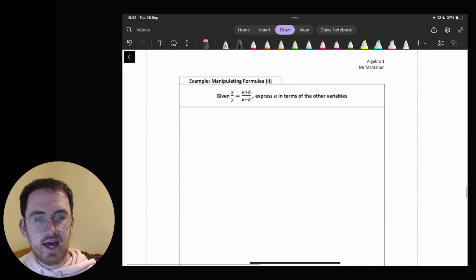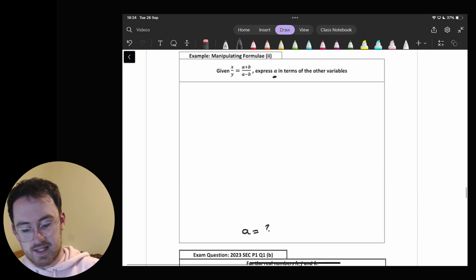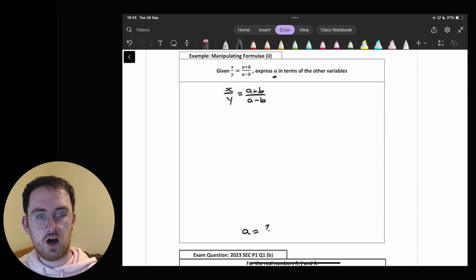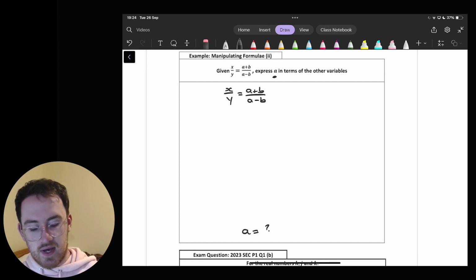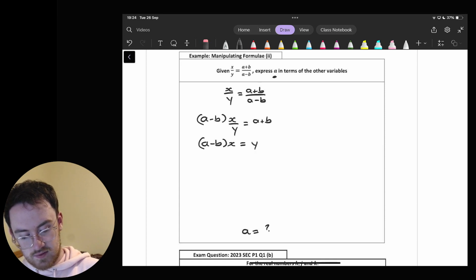Okay, so a fairly quick one to get us going. Looking at the next example: x over y equals a plus b over a minus b. Express a in terms of the other variables. So again, we want a equals something. A little bit more complicated this time though. I'm going to focus first of all on the bottom parts of the fractions, because I want to get rid of those. If I focus on the a minus b, I might choose to multiply each side by a minus b, and that's going to eliminate the a minus b there. And then I might multiply each side by y to get rid of the y there.